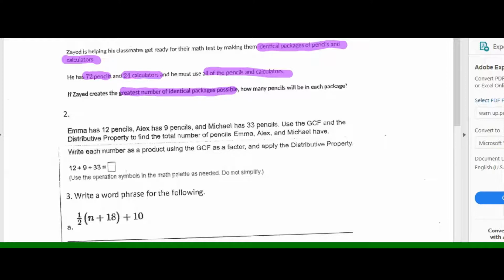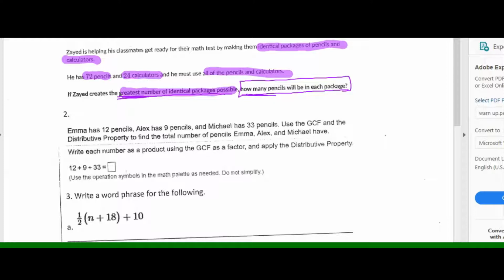So the main component here is how many pencils will be in each package. For this question, we have to find the greatest common factor because we need the greatest number of identical groups. And then we have to use that. The greatest number of identical groups is going to be the greatest number of identical packages of pencils and calculators. So that's not going to be the answer to our question, because the question says how many pencils. This is the question that you want to address here.